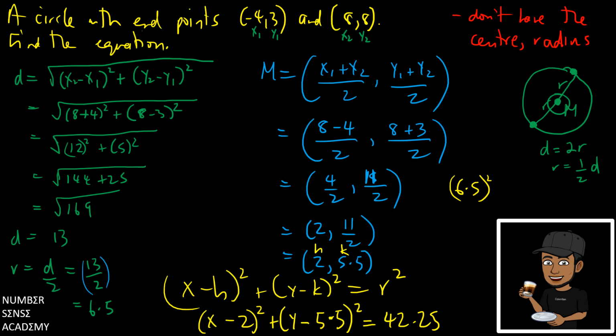So that's how we're able to find the equation given the endpoints of the circle. Okay. So we calculate the distance because we're only given these points. So we calculate the distance, and then from there we're able to find the radius. So that's important for the equation. Then to find the center, we just found the midpoint of these 2 points. And there you have it.